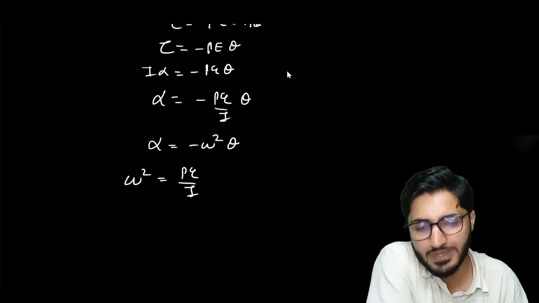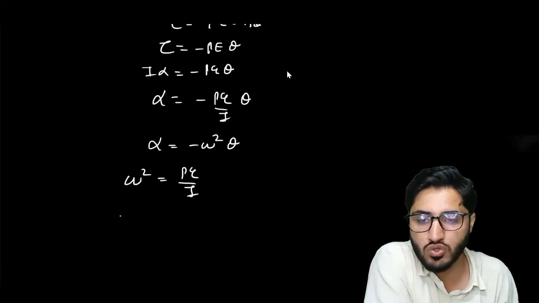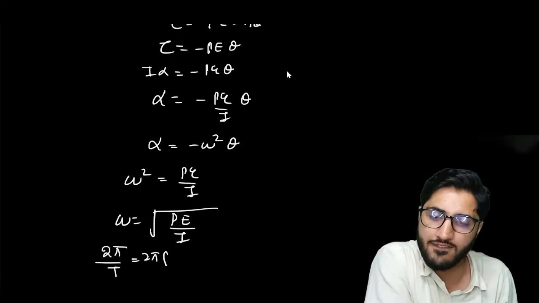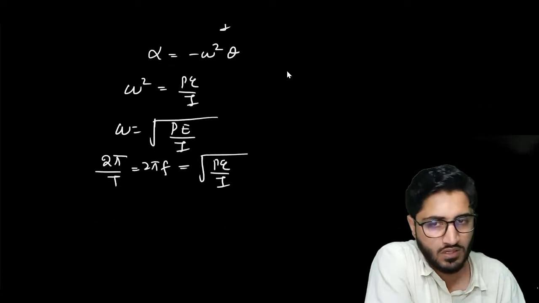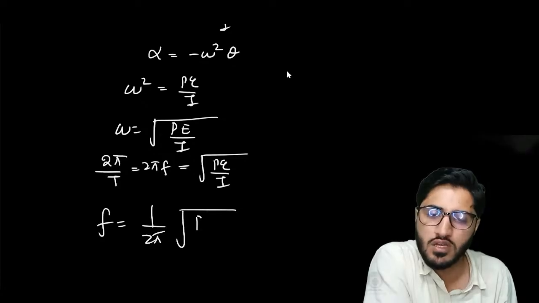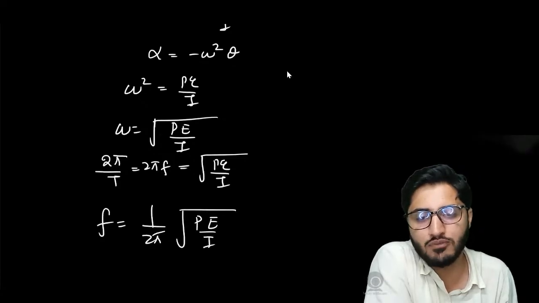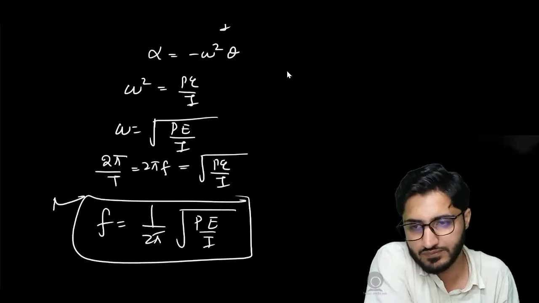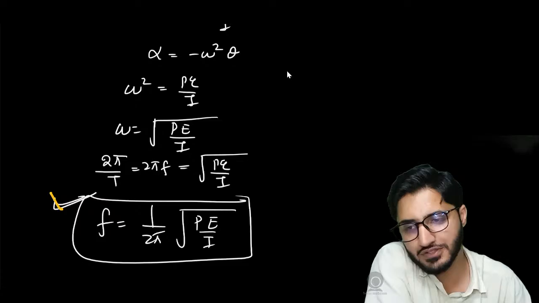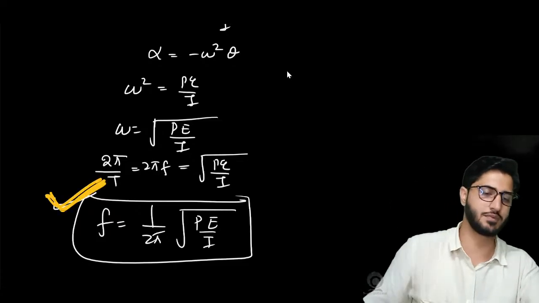P means dipole moment, E is electric field. So omega came out to be under root of PE divided by I. Omega is 2 pi by T, or I can write 2 pi f equals under root of PE divided by I. So my frequency came out to be 1 divided by 2 pi under root of dipole moment times electric field by moment of inertia. So this is my expression. Done, beta?